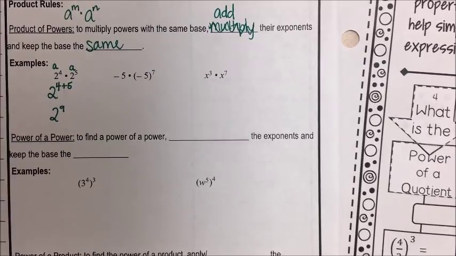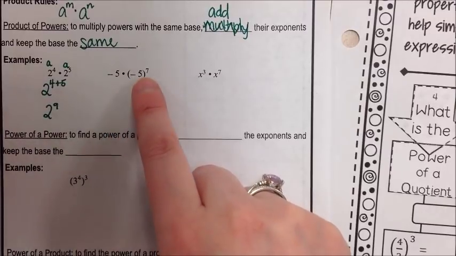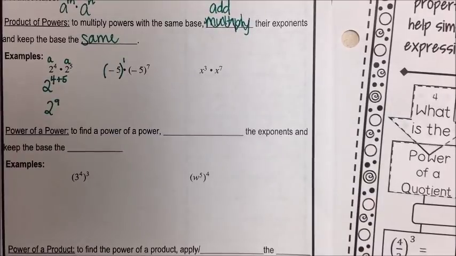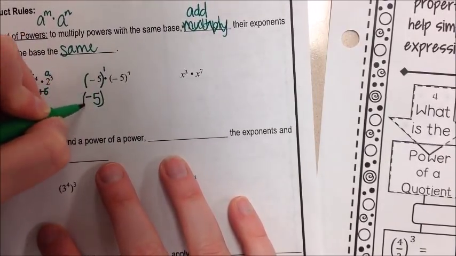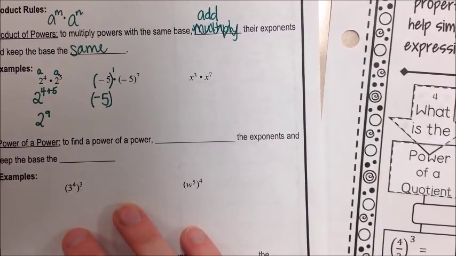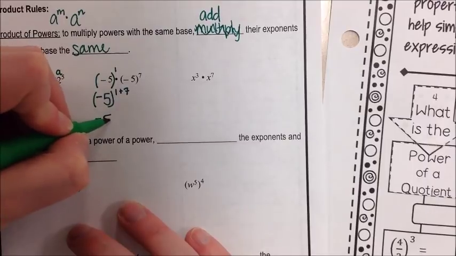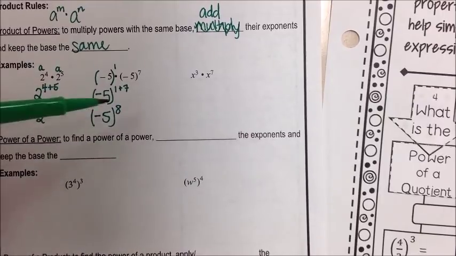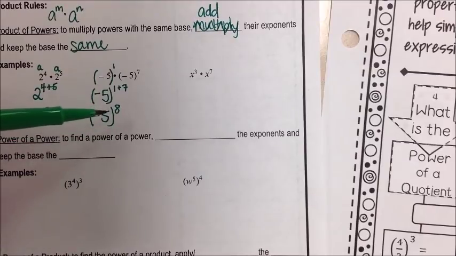Then we have the second one. So this is -5 times -5 to the 7th. Well, -5 is just -5 to the 1. So I went ahead and wrote that so that I know that I'm adding 1 and 7, not 0 and 7. Remember, if it starts in parentheses, you need to leave it in parentheses. So now I have 1 plus 7, which equals -5 to the 8th. I want you to leave that negative on there, even though I have an even number of them and the negatives would cancel out.